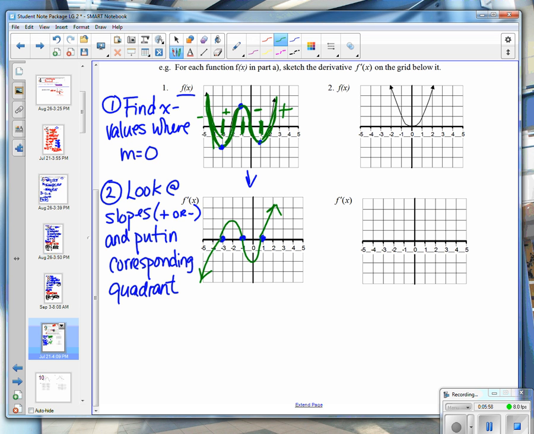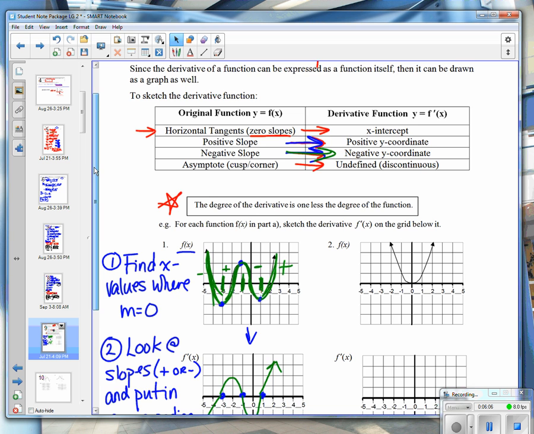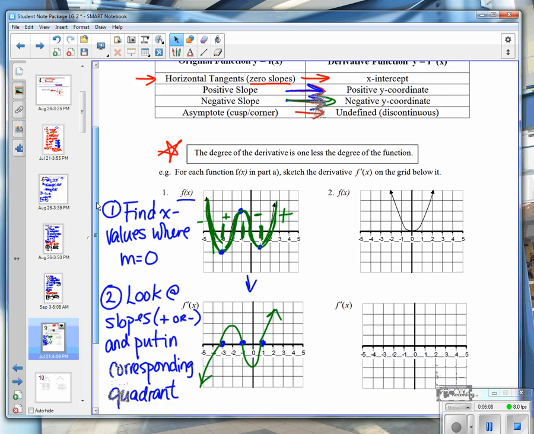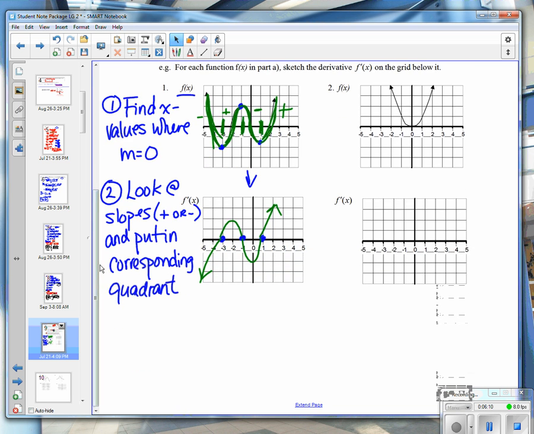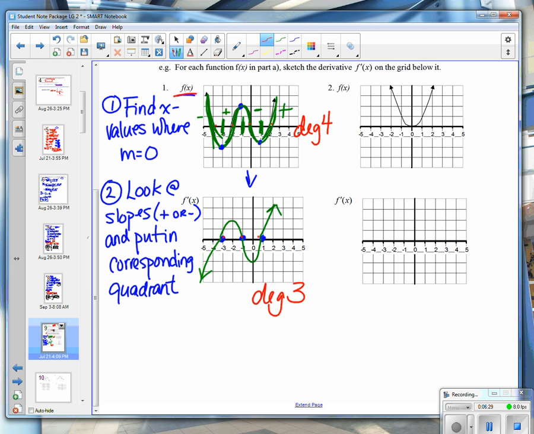Okay, the last thing that I wanted to talk to you guys about before we move on, remember, was this little thing. Now it's kind of going to make more sense. The degree of the derivative is 1 less than the degree of the function. If I look at my first function here, what degree is that? Basically, it's degree 4, right? You can kind of look at your zeros here to tell you. So this is going to be degree 4. What do you notice about the bottom one? Degree 3. It is definitely 1 less than what we started off with.